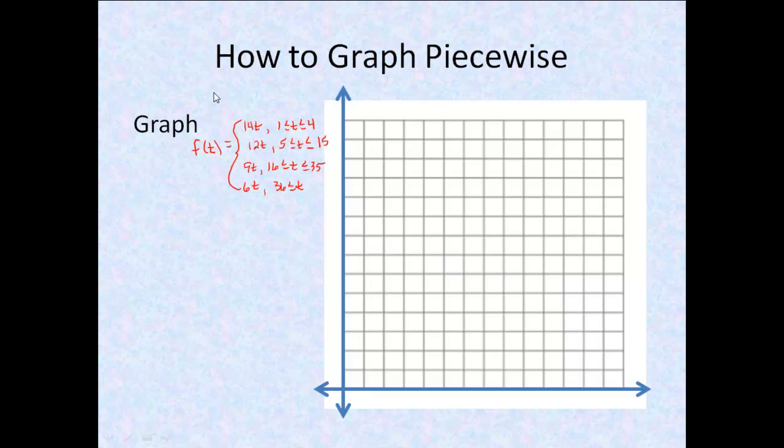Now in order to graph a piecewise function, I've copied down our piecewise function from the t-shirt scenario, and now I'm going to graph it. When I graph piecewise functions, it's graphing multiple equations with domain restrictions. So we're only going to do one little bit of it at a time. I'm going to start by doing the 14t when t is between 1 and 4.